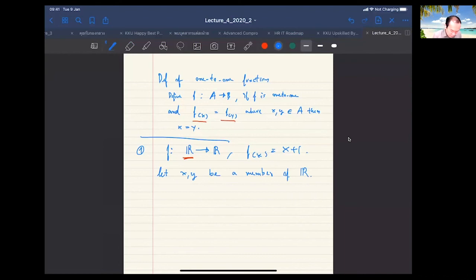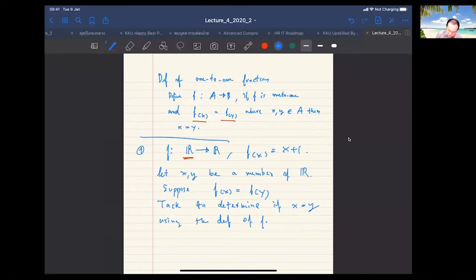Anything. Then let's suppose that f of x is equal to f of y. Your task is to determine if x is equal to y using the definition of f given earlier.